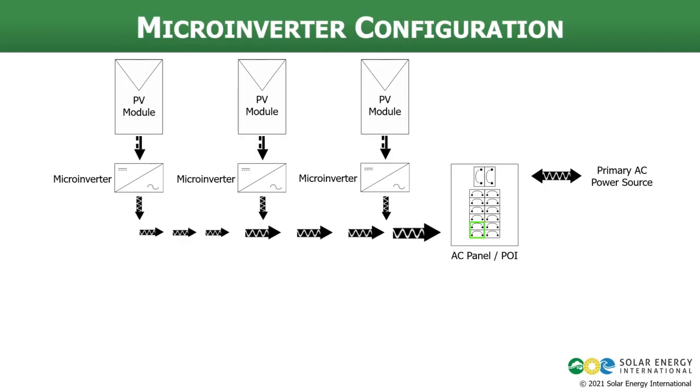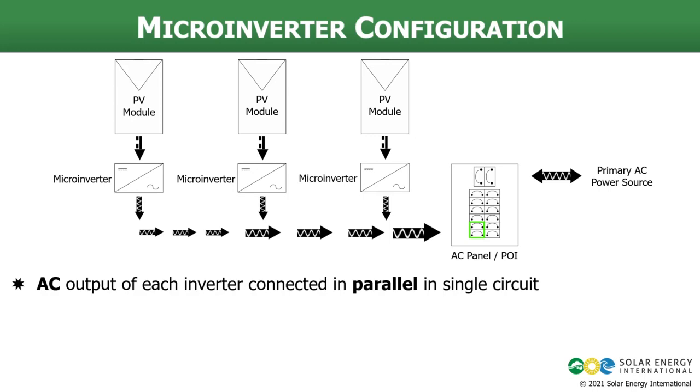Let's take a look now at a typical microinverter configuration. What you can see in the diagram is we have one PV module connected to a single microinverter, and those microinverters are connected together in parallel. Keeping in mind that microinverters are going to have AC output, the AC output of each microinverter is connected in parallel within a single circuit.